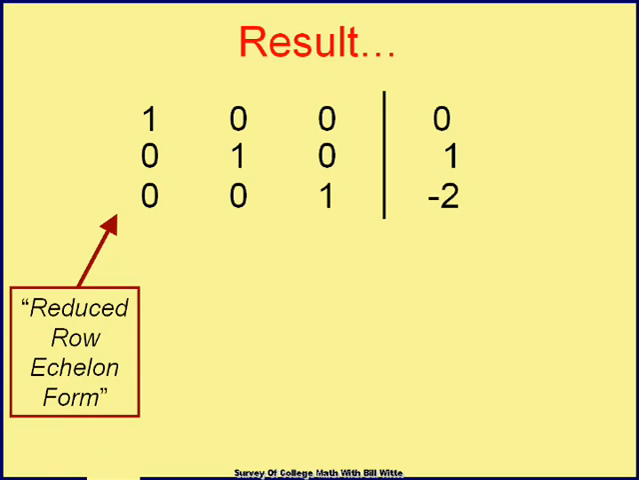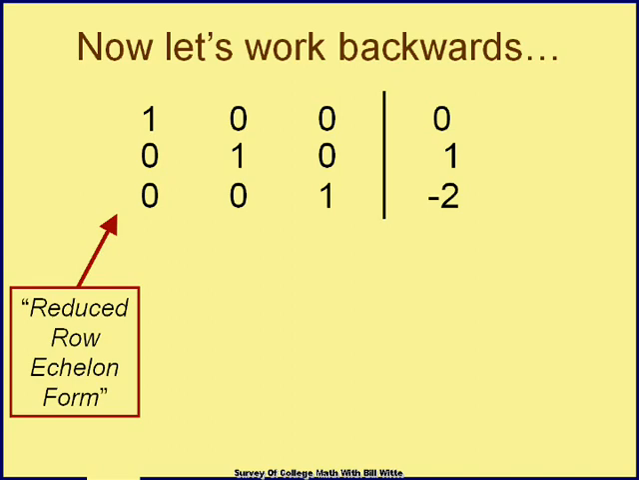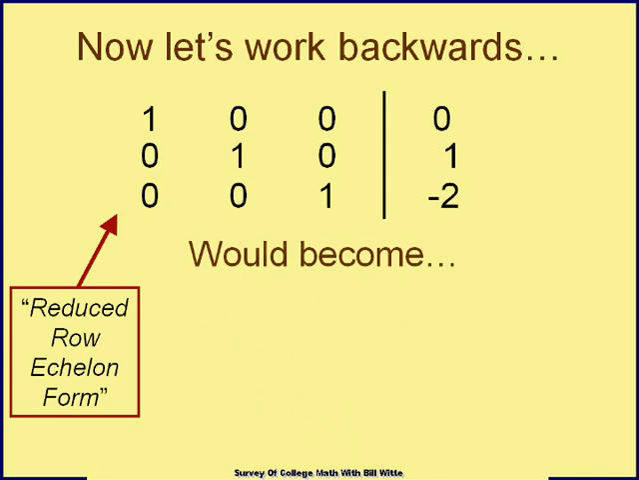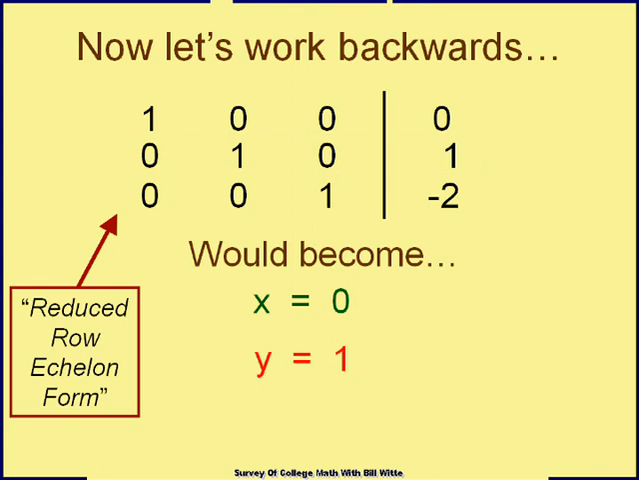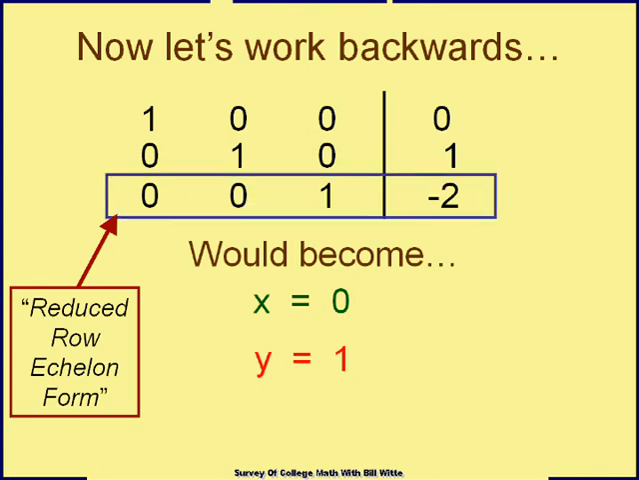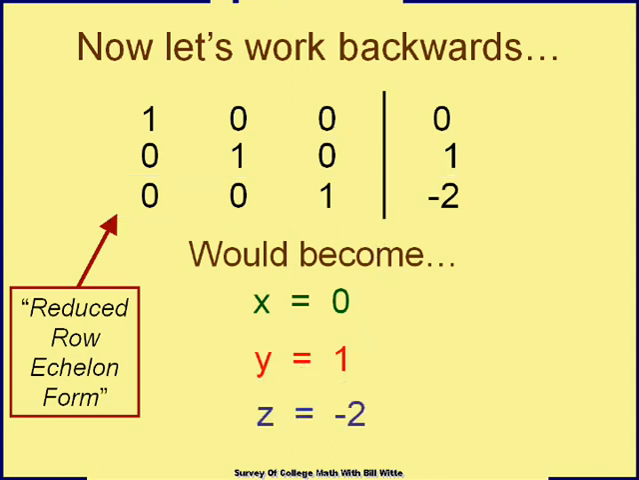And basically, you're done. Remember what reduced row echelon form is? Diagonal ones and the rest zeros. If we go backwards to the equations, we'll have our answers. The first row only has a 1 in the x position, so x, or 1x, is the constant 0. The second row has a 1 in the y position, so y, in this case, equals its constant 1. And the third row has a 1 in the z position, and z will equal negative 2.